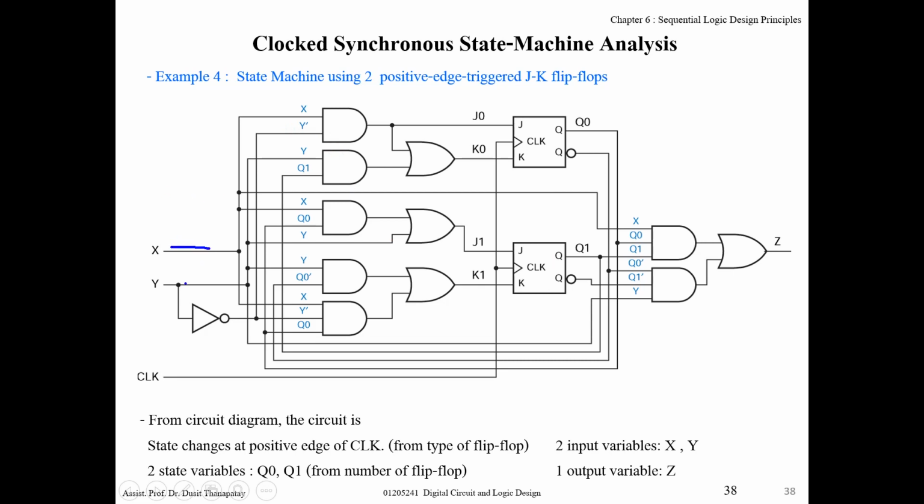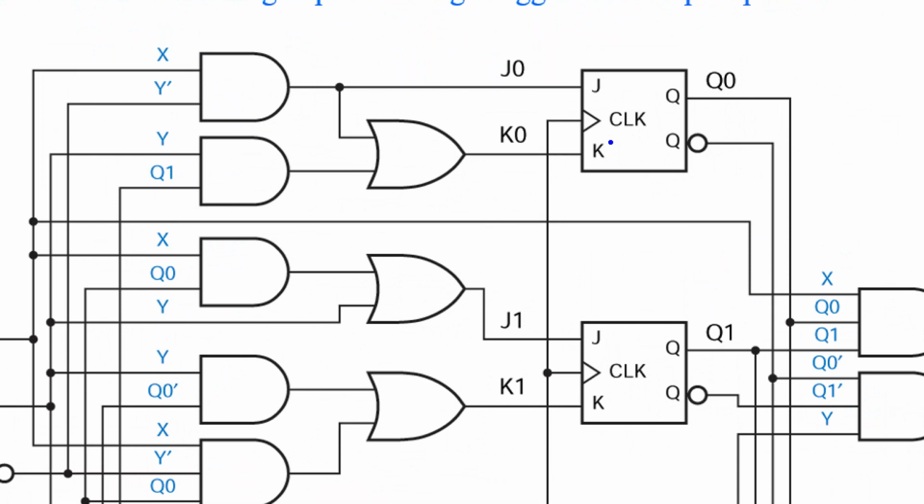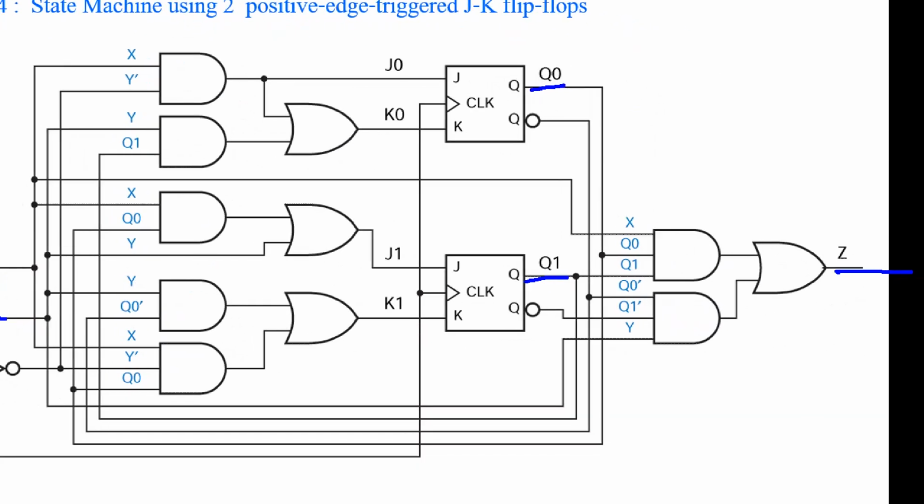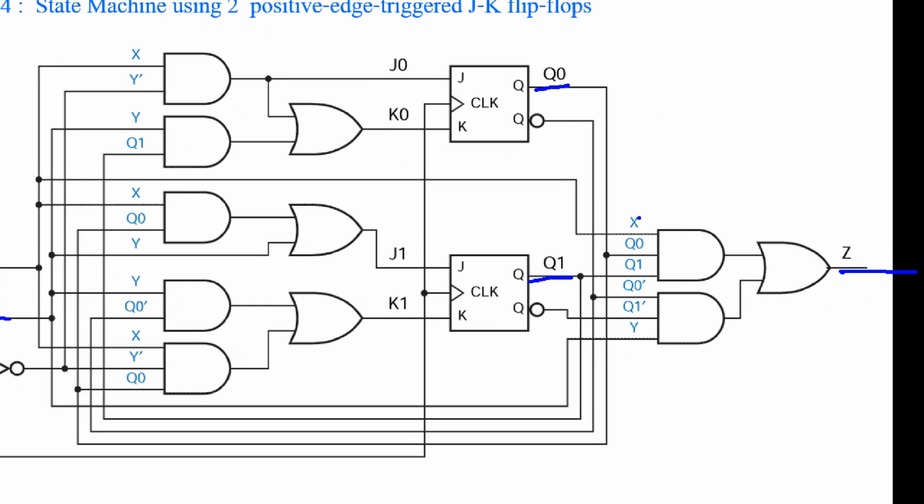There are two inputs, one output Z, and two flip-flops. In this case, we use JK flip-flops for Q1 and Q0. So if you want to find the output equation, you just consider this part of the circuit. Z equals this term and this term all together.